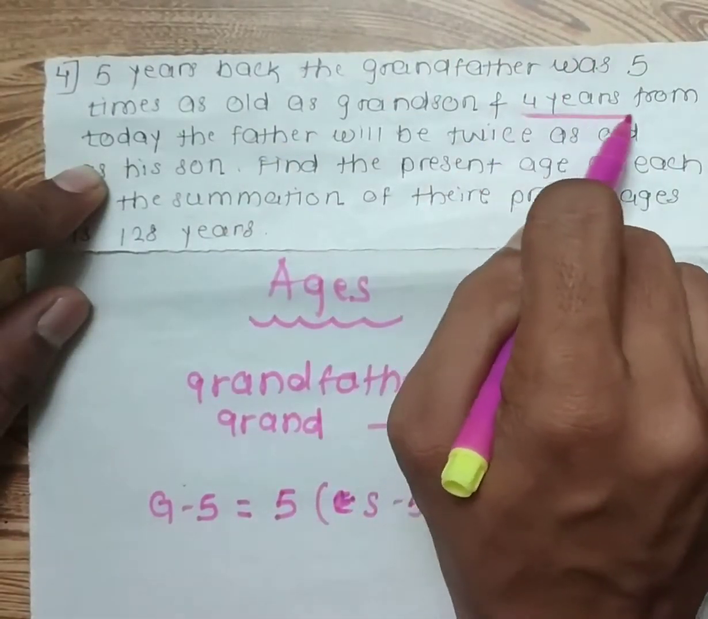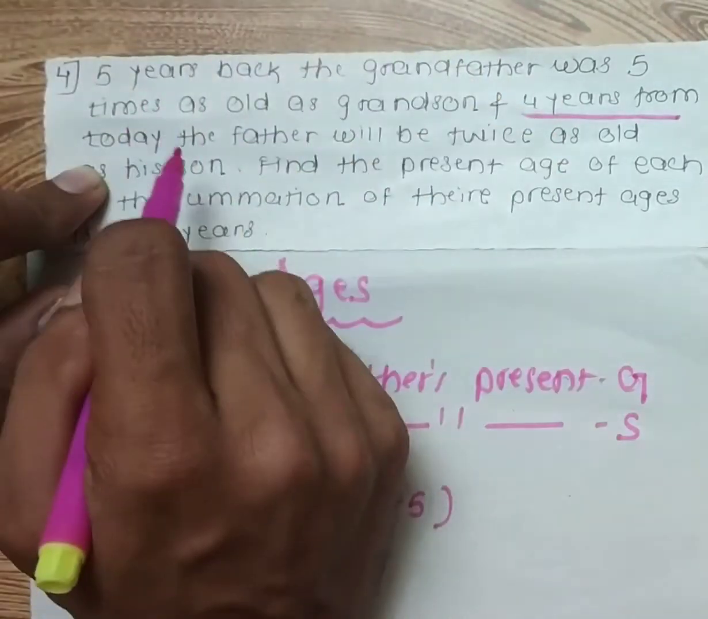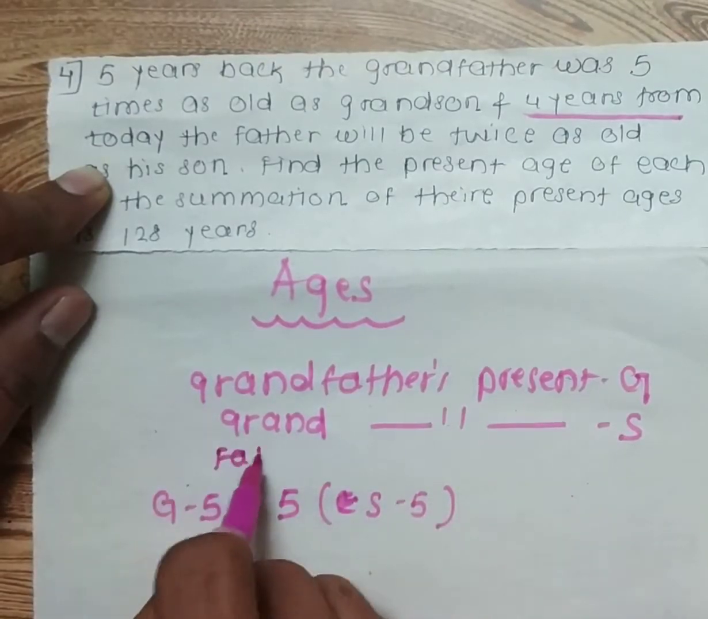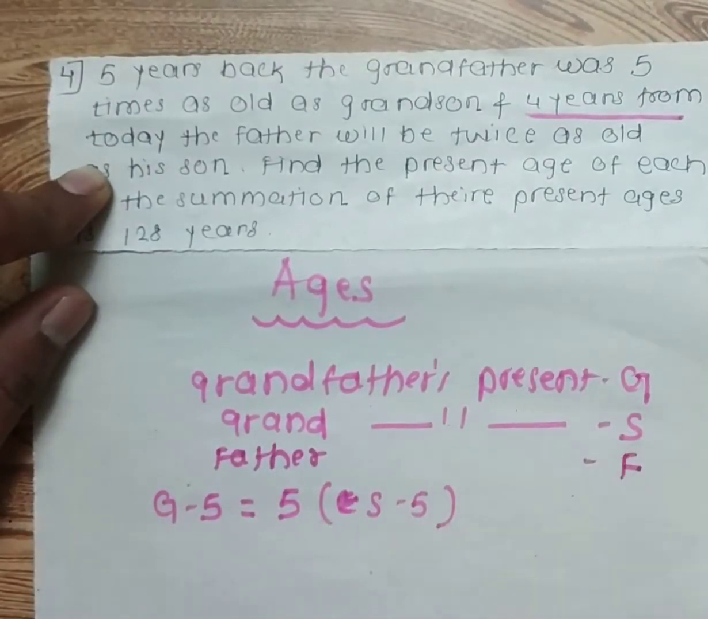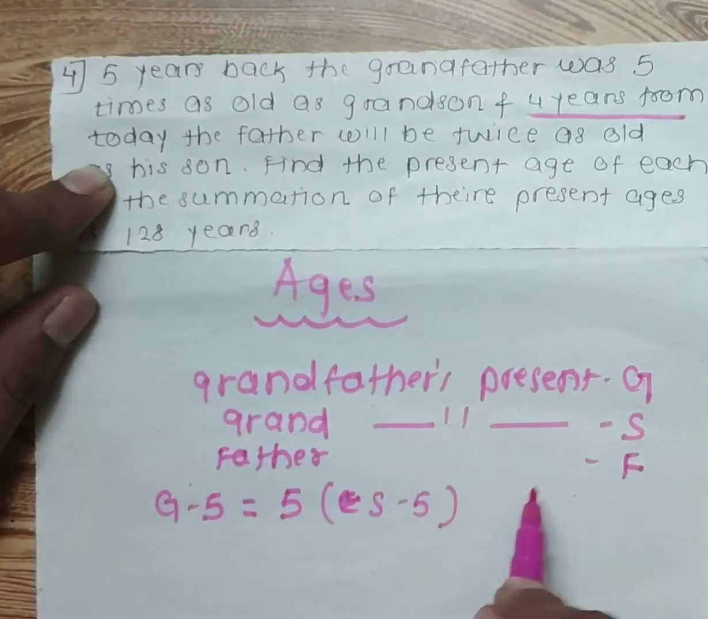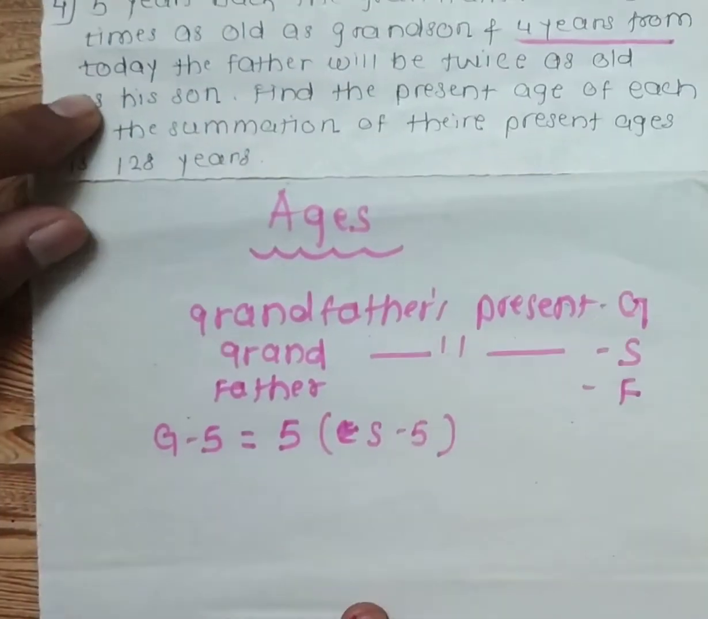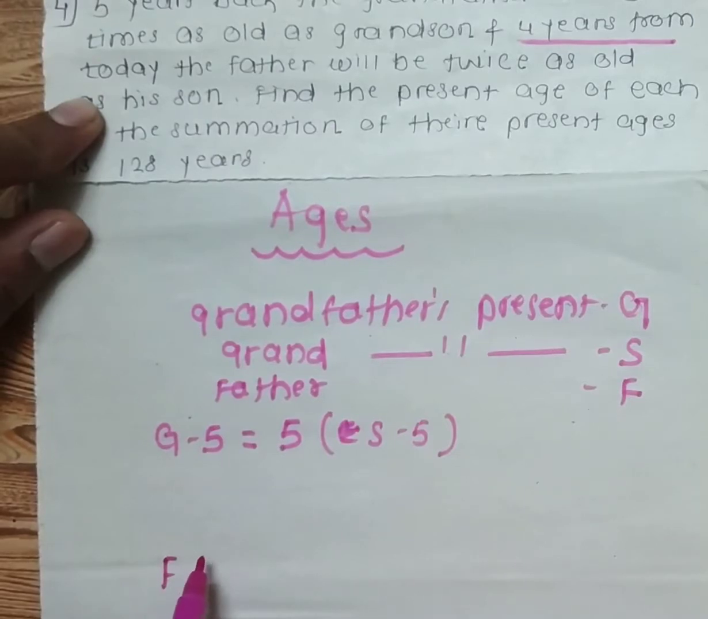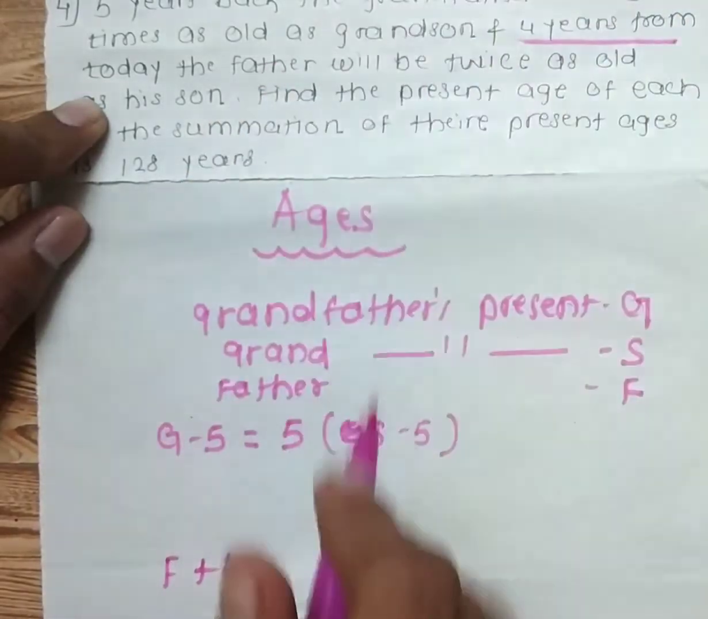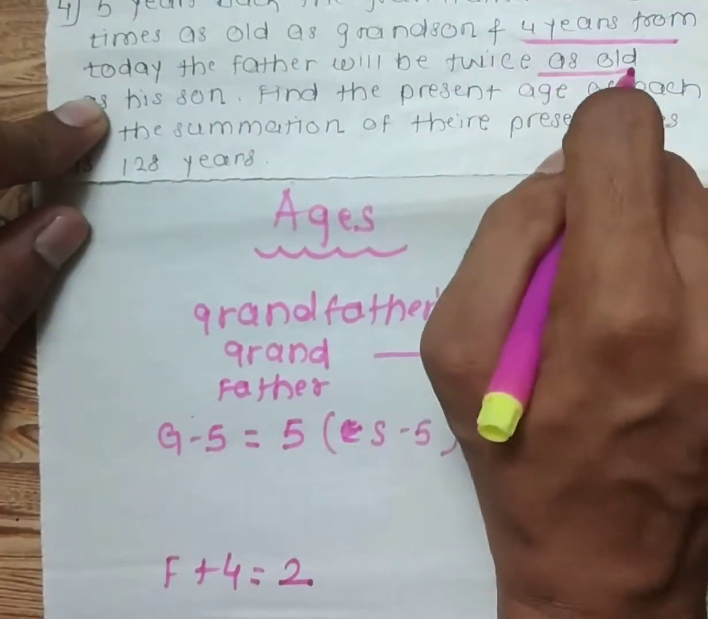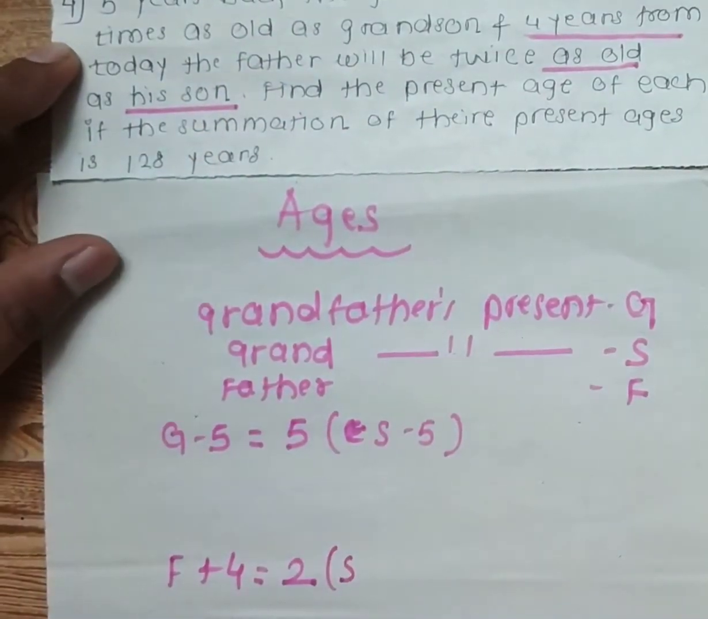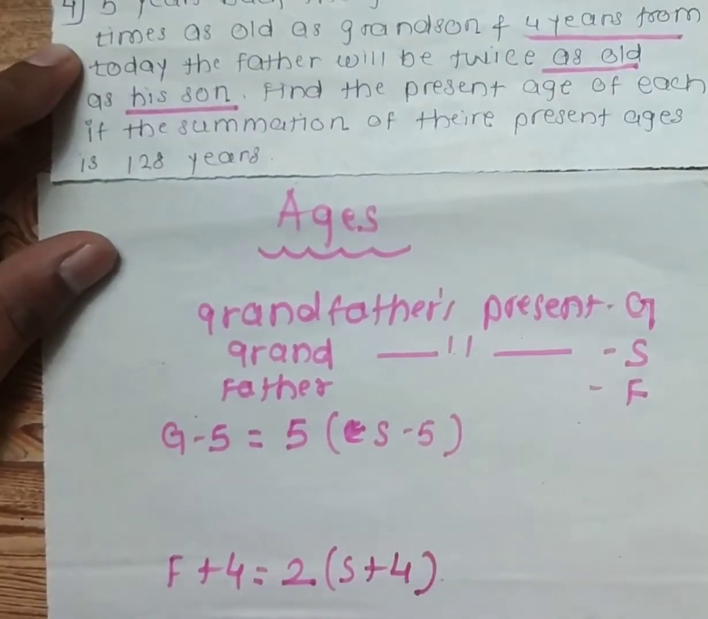4 years from today, the father, we don't know the father's present age. We just have to assume it, similar for the father also. If the present age of the father is F, 4 years from today it should be F plus 4, is equal to, the father will be twice as old as his son. His son 4 years from today should be S plus 4.